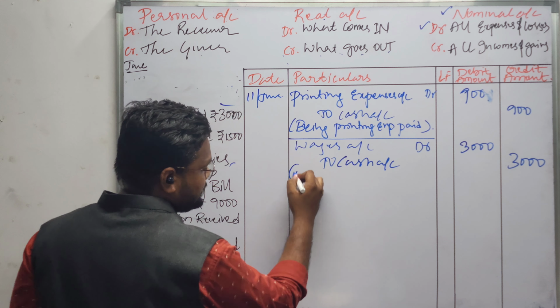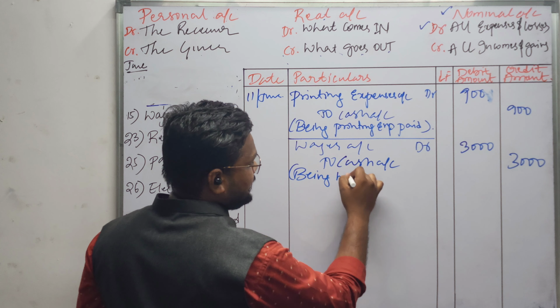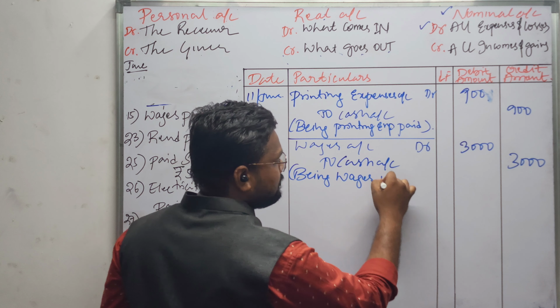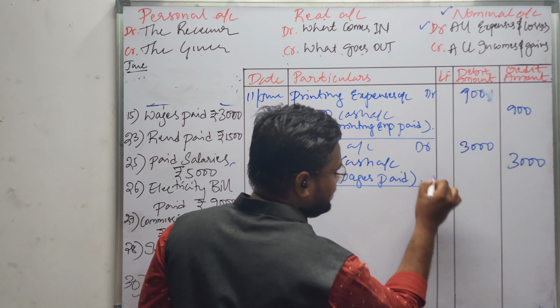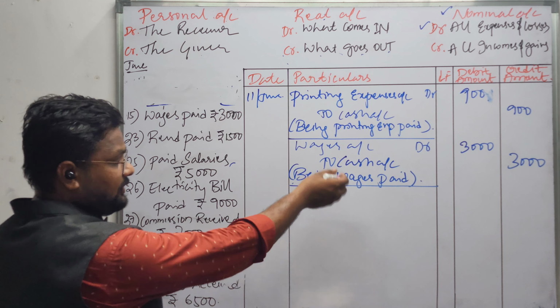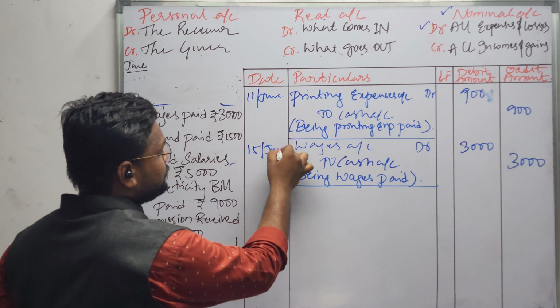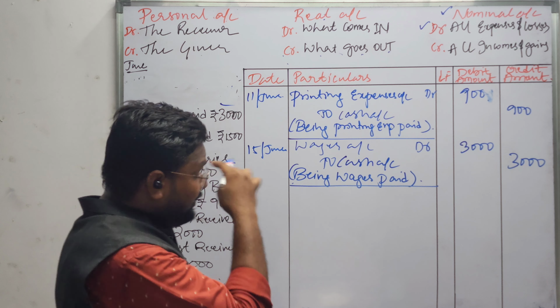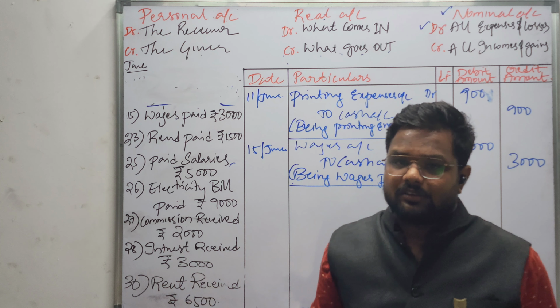I'll write the narration being wages paid. Okay, so that's the narration. Actually, first I should write the date, but I missed it once again. So, 15th June. So, this is how the transactions are written for the expenditure.